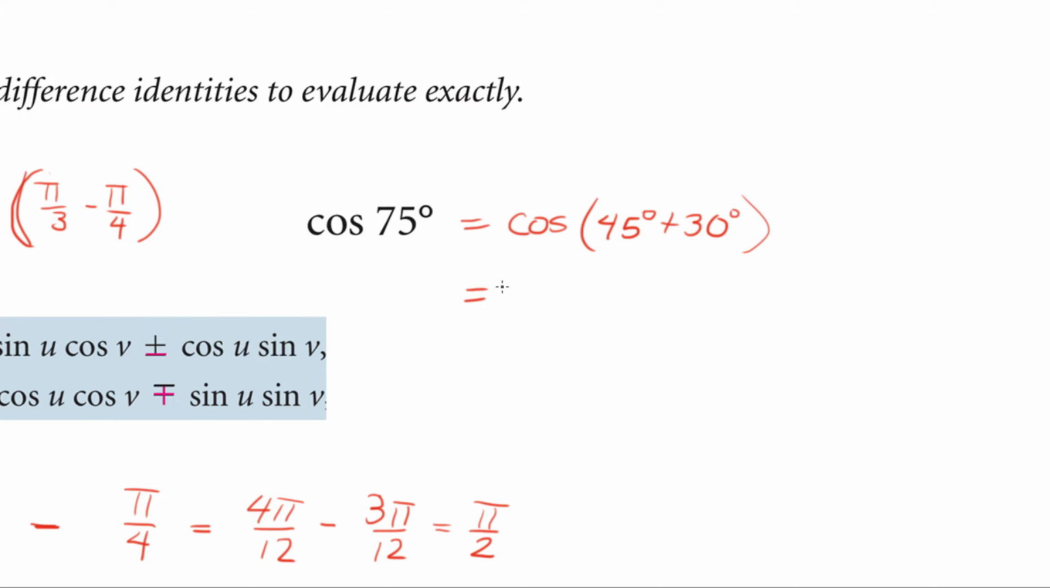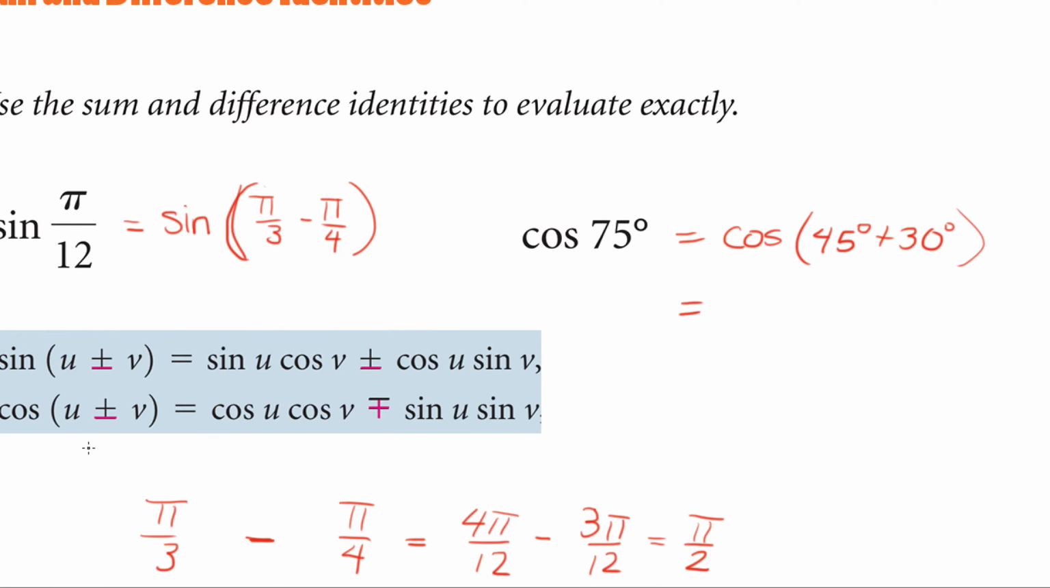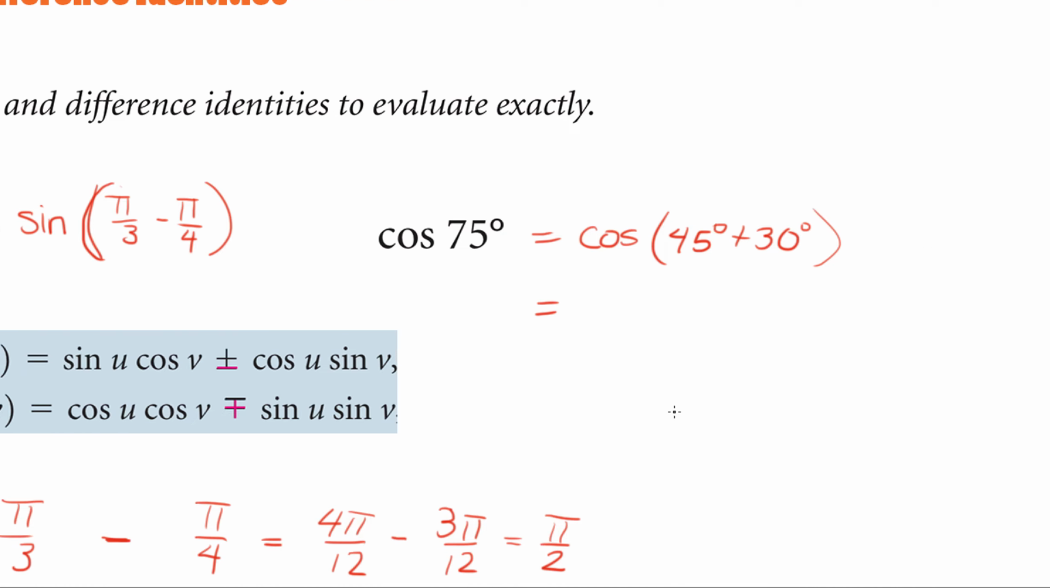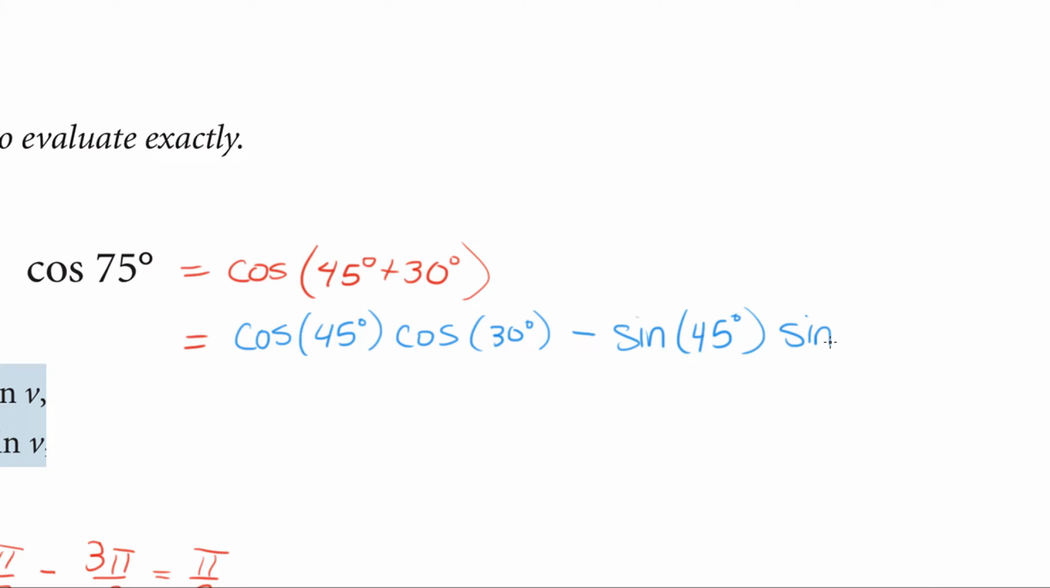What is that equal to? Well, using the formula, it says that if it's cosine of addition, you have to flip it to subtraction. And then the cosines go first, the sines second. So this is equal to, let me change the color, it's going to be cosine 45 cosine of 30 minus sine 45 sine of 30.